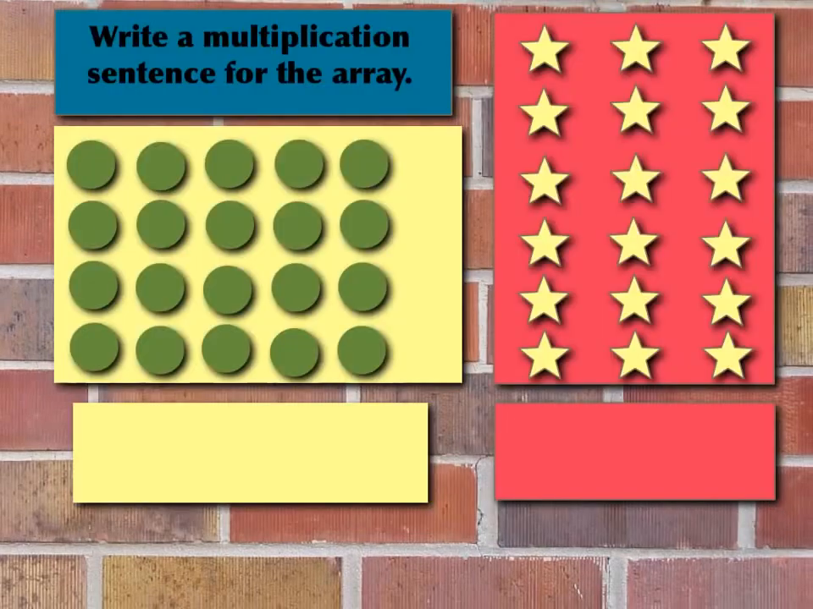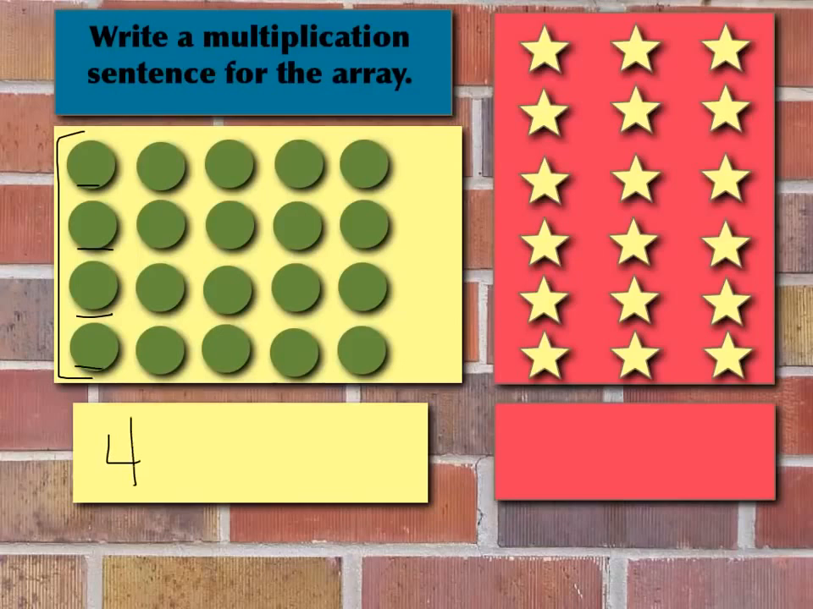Here are 2 more arrays. Write a multiplication sentence for these arrays. Always look at the rows first. So, in this array, how many do we have? We have 1, 2, 3, 4 rows.